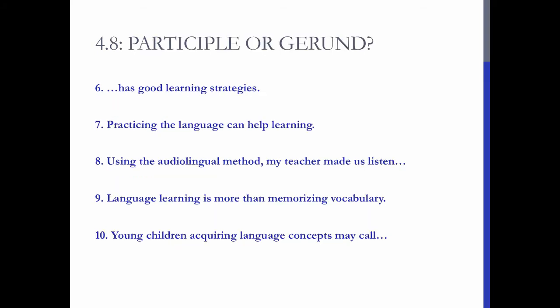So in 4.8, we are determining whether the item is a participle or a gerund. In number 6, we can see that it's a participle. Learning is answering an essential adjective question. Well, what kind of strategies? Learning strategies. We could delete it from the sentence. Has good strategies. That works fine. We can delete participles, remember? But it's not a gerund. We couldn't put a pronoun there. We couldn't say has good its strategies, right? So number 6 is not a gerund.